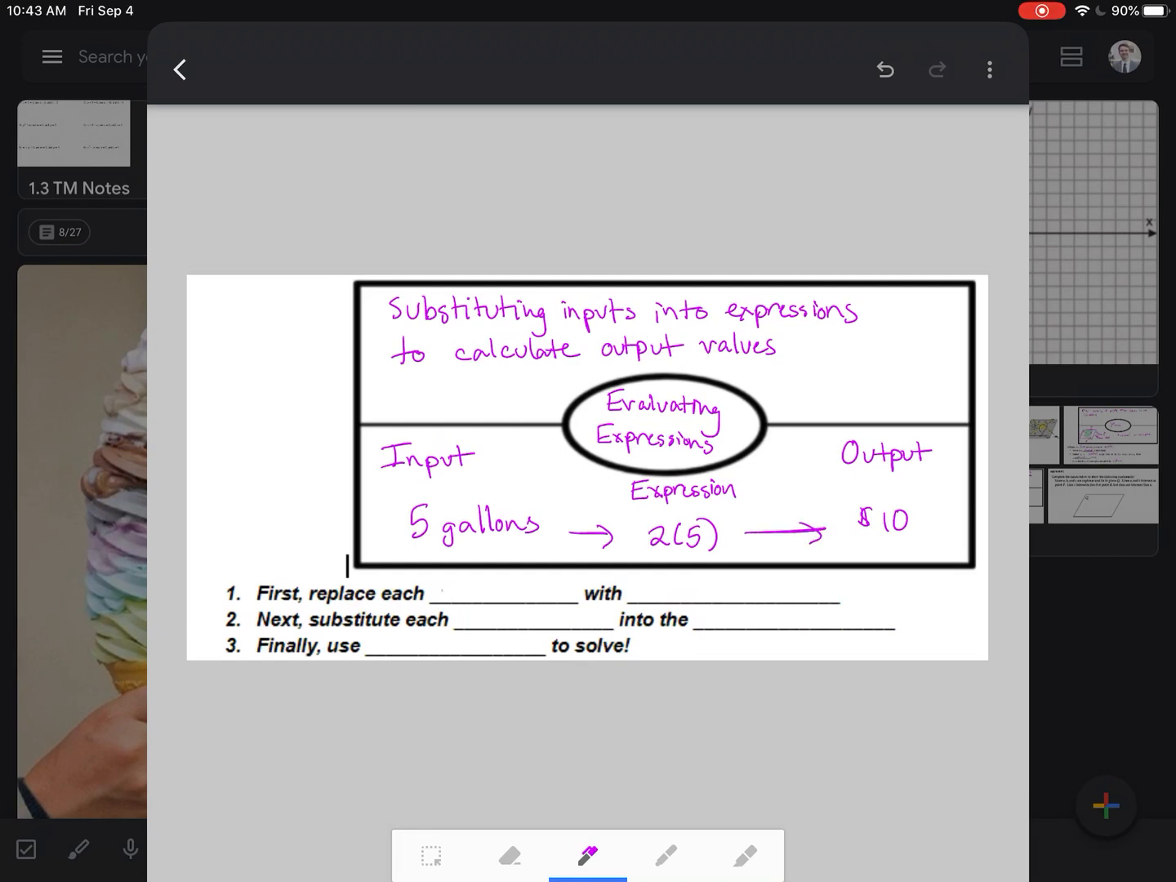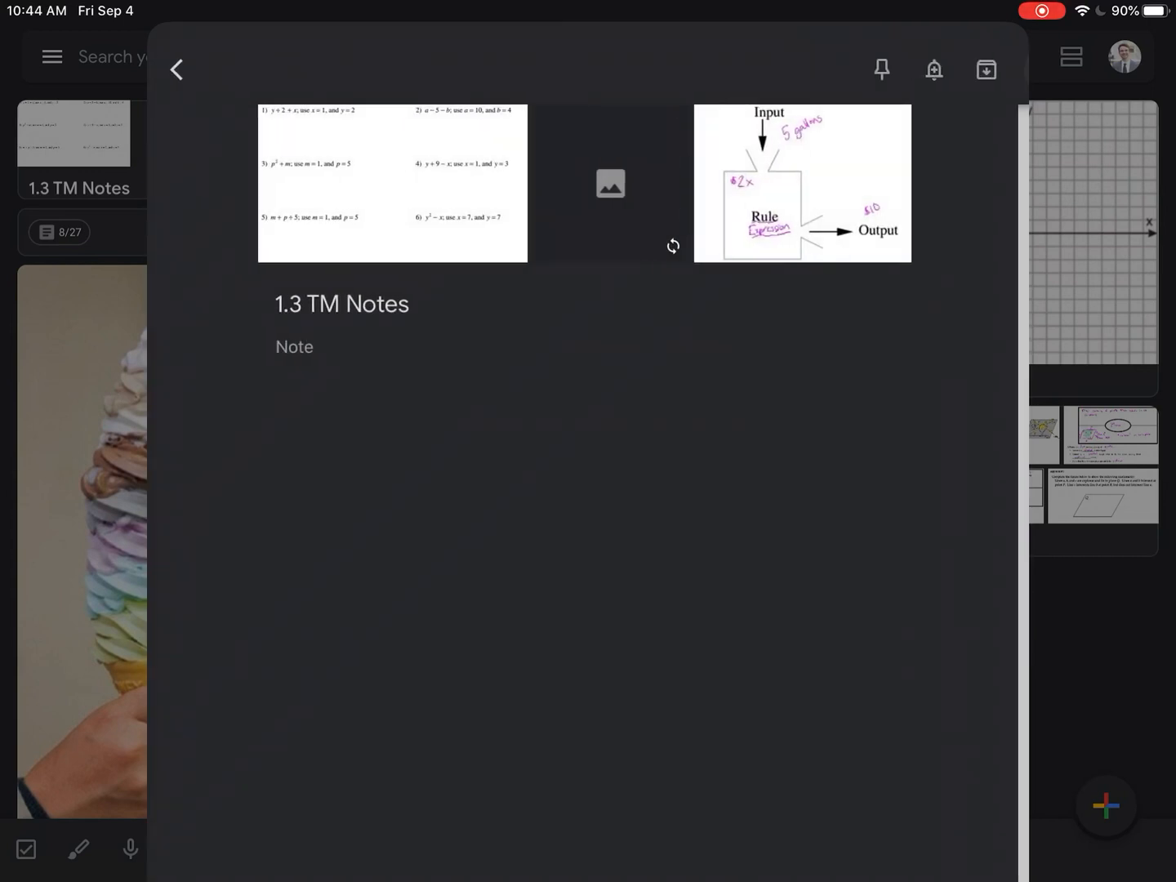So first, our job is to replace each variable with parentheses. I would say the biggest thing with evaluating expressions is negatives are easy to lose. The best way to keep track of them is with parentheses. Next, you're going to want to substitute each input into the appropriate variable. If there are multiple variables, make sure you are matching the correct number with the correct variable when you go to plug in. And then finally, use what we were just talking about, PEMDAS, to solve. I know that was 1.2 skill. Again, without PEMDAS, your expression will not be evaluated correctly. Your output will also not be correct. So it's important that we are following those rules carefully.